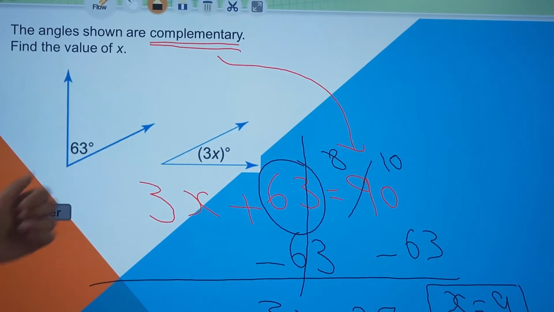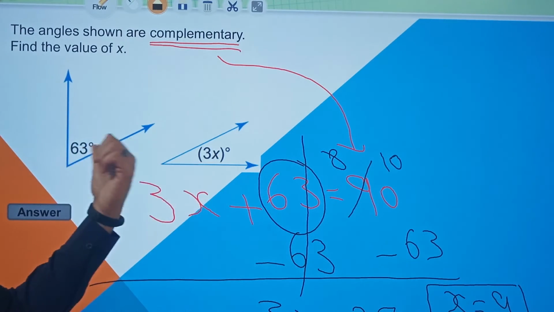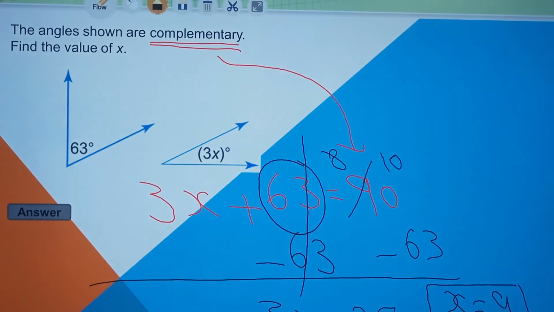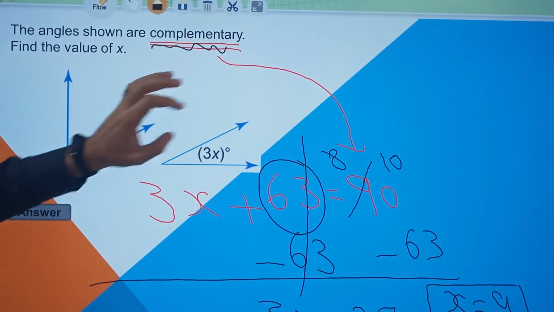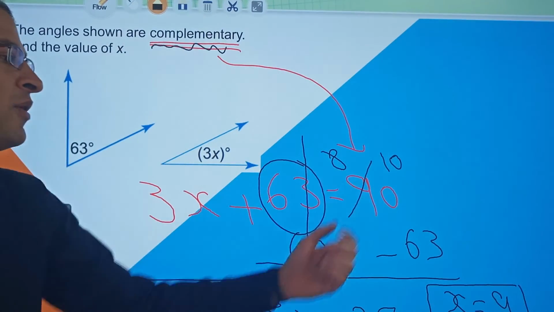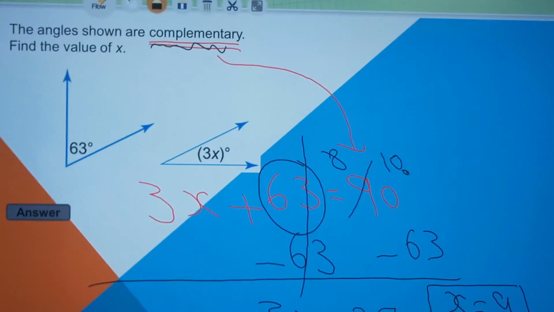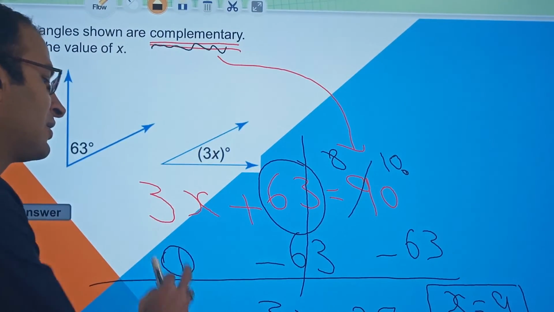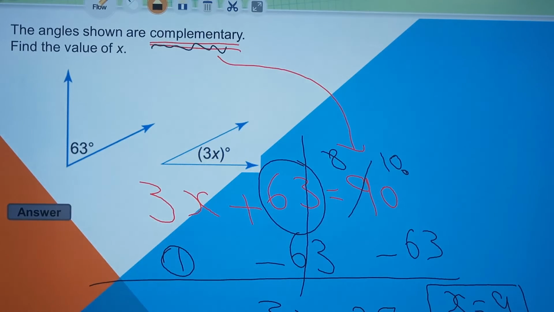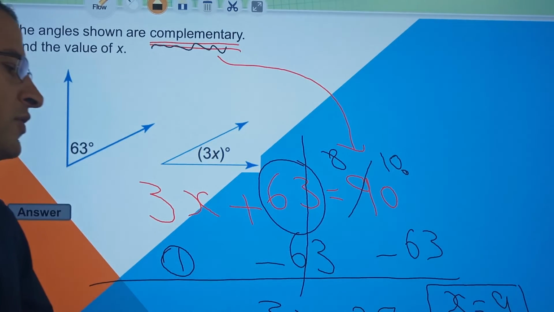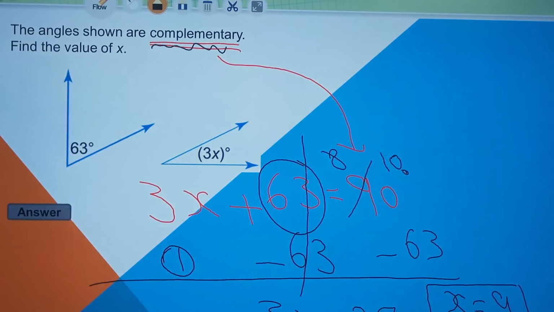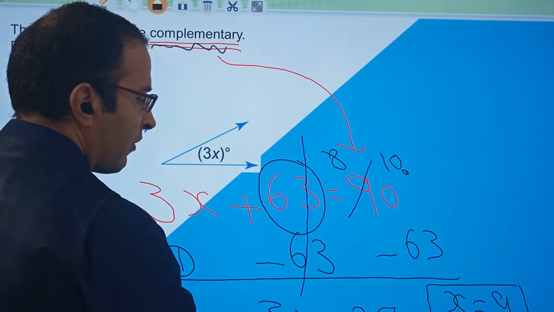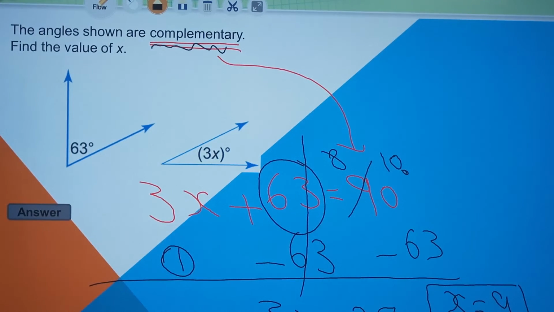Again, my friend, I add 3x plus 63. I add them together. The sum of their measures is equal to 90. Why 90? Because he said complementary. So because he said complementary in the example, the sum of their measures is equal to 90 degrees. So the first step, I need to cancel 63 by subtracting 63 from both sides. So I have 3x is equal to 27. After that, we'll divide both sides by 3. Okay, my friend? So the value of x is equal to 9.